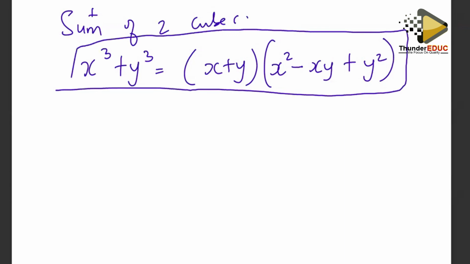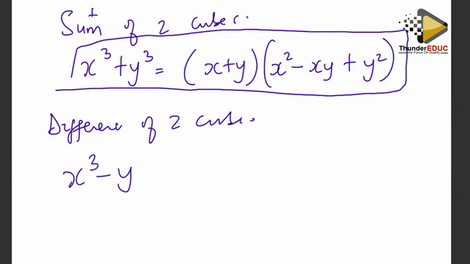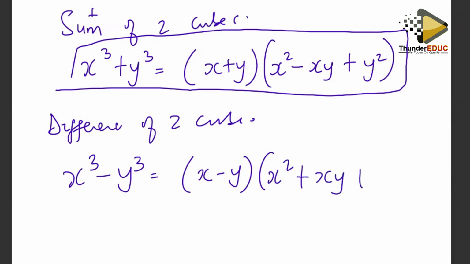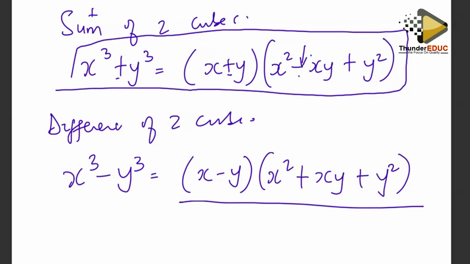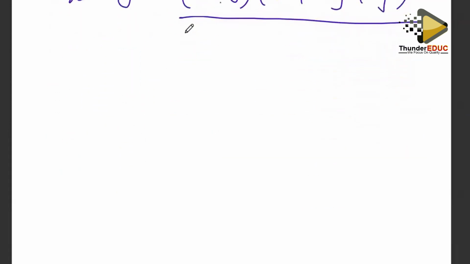So this is the rule, or this is the format that we normally use when we are carrying out the sum of two cubes. And then let's talk about the difference of two cubes. Okay, if you have x cubed minus y cubed, first bracket should have a minus. And then that is going to be x squared plus xy plus y squared. So you can notice that if it's a sum, first bracket is a plus, the middle term of the second bracket is a minus. If it's a difference, the first bracket is a minus, and then everything else is a plus.